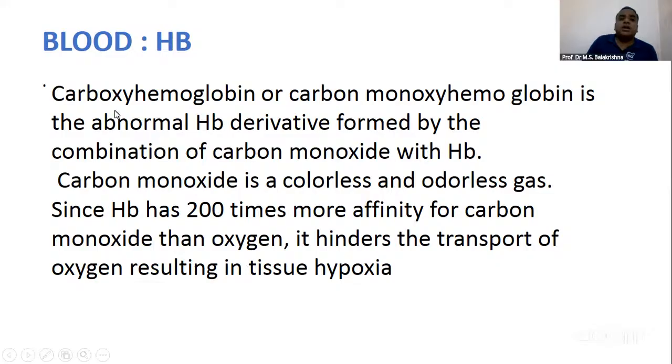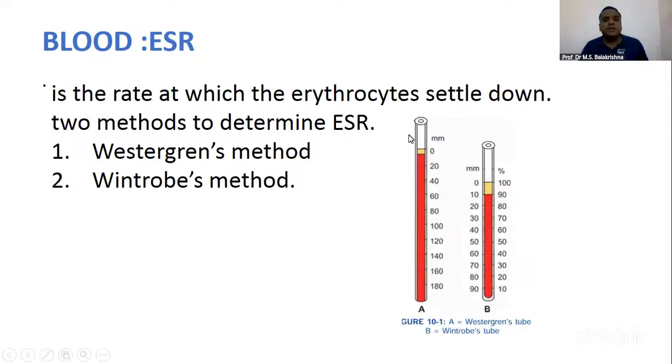The next condition is called carboxyhemoglobin or carbhemoglobin. Here the hemoglobin combines with carbon monoxide. Carbon monoxide is a colorless, odorless gas, and it has 200 times more affinity than oxygen to attach with hemoglobin. Because it has more affinity, it will kick out the oxygen and carbon dioxide, and hemoglobin will combine with carbon monoxide, because of which suffocation and breathing disorders will come. And if it is a closed place, death can also happen.